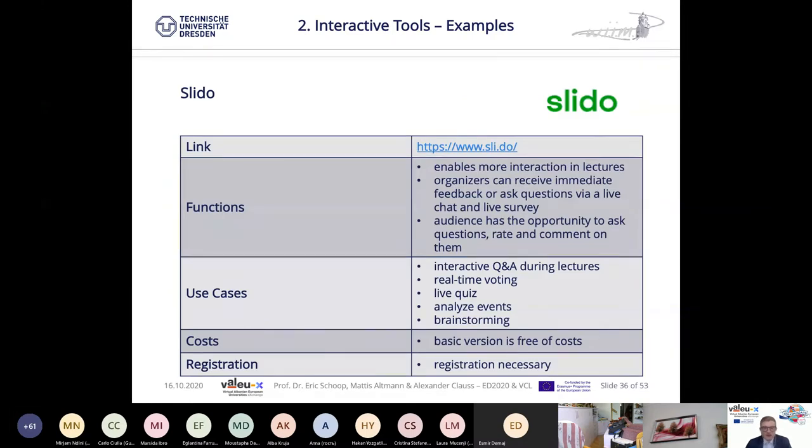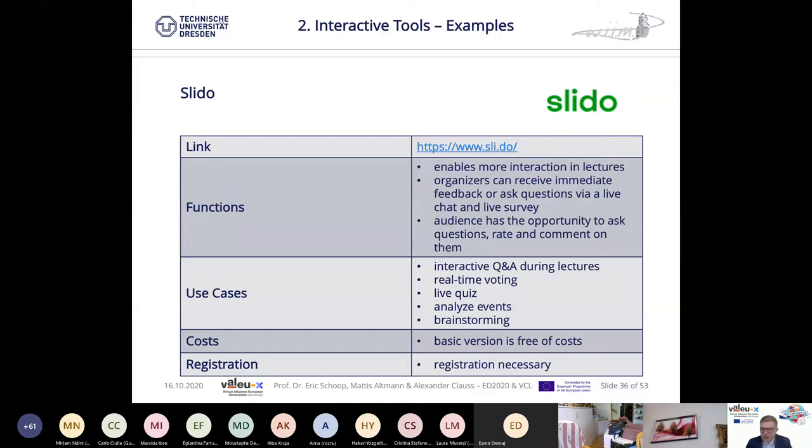But what else do we have? So Slido is like an online conference management system with a lot of functions. Some of them are free to use and very easy to use. My favorite, for example, is the Word Cloud. We will try it out later. But let me just talk a little bit about the functions.